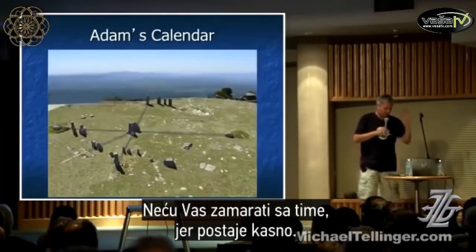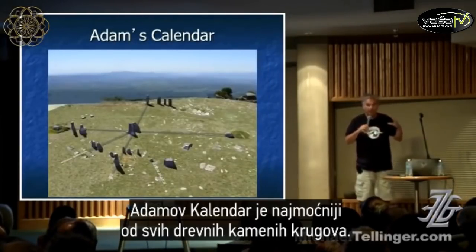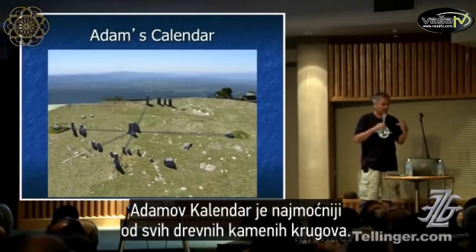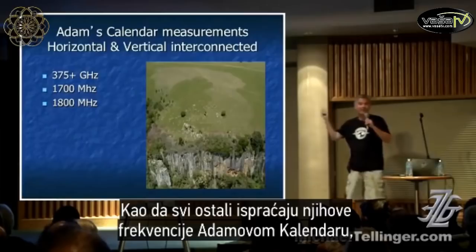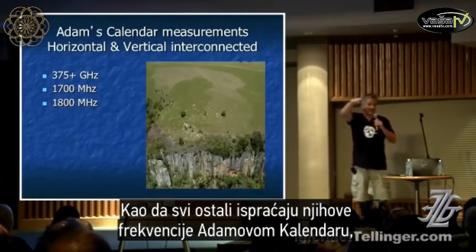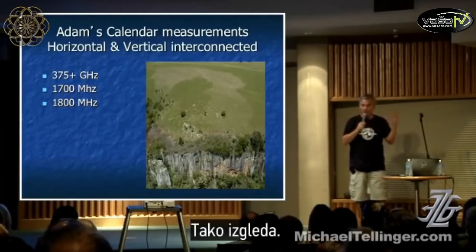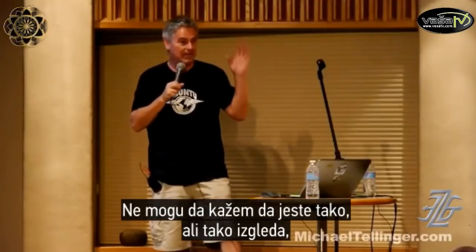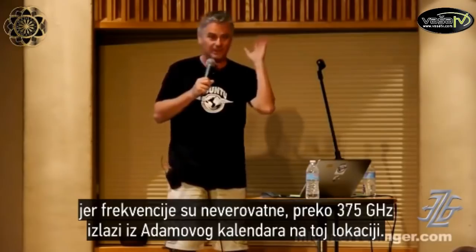I'm not going to bore you with that because it's getting late. Adam's calendar is the most powerful of all these ancient stone circles. Adam's calendar is actually much, much more powerful. It's as if they all seem to be sending their frequencies to Adam's calendar, and that's like the collection point for the energies created by all these millions of stone circles. That's what it seems like. I can't say it is, but that's what it seems like.